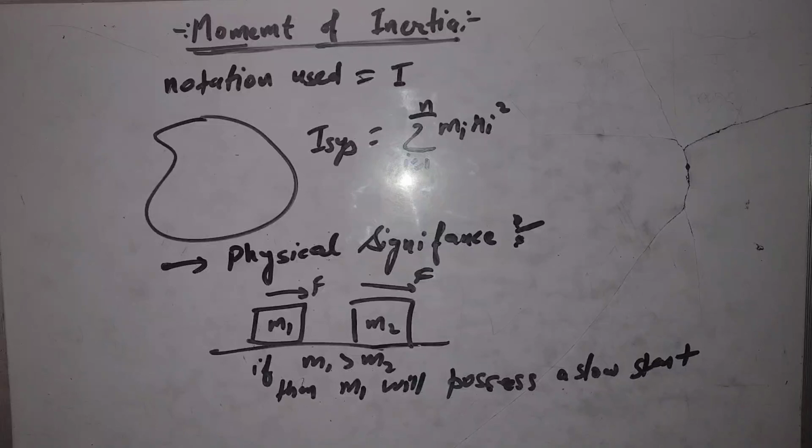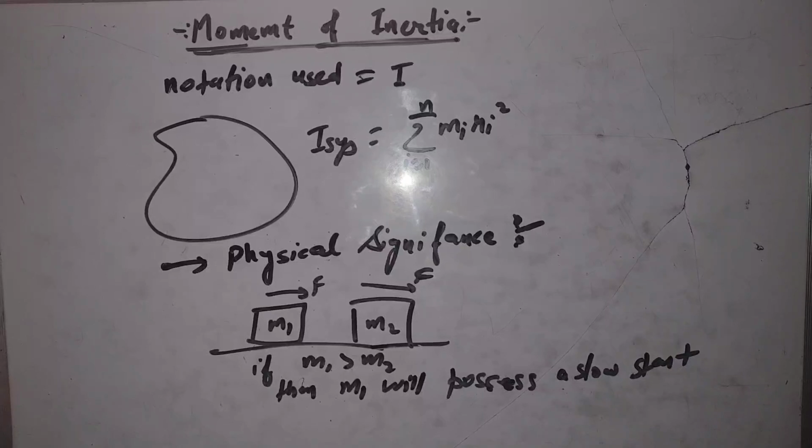Of these two, whichever has more mass will offer more resistance to any change because of inertia, because that's what inertia says. Inertia is the resistance offered to a change of state. So whichever has more mass will offer more resistance to change of state. If m1 is greater, then m1 will possess a slow start, because it is offering more resistance, therefore its state will change more slowly. So that is about translational motion.